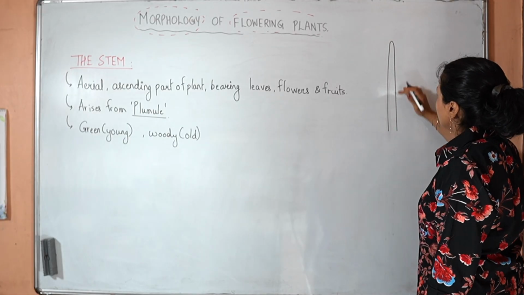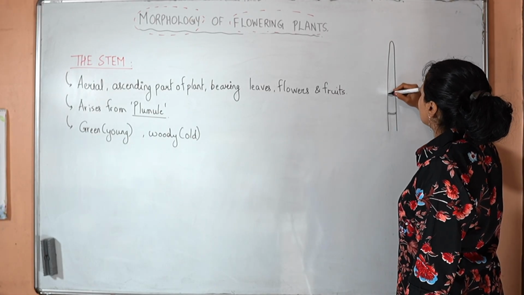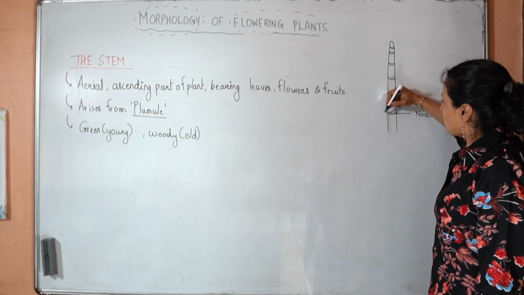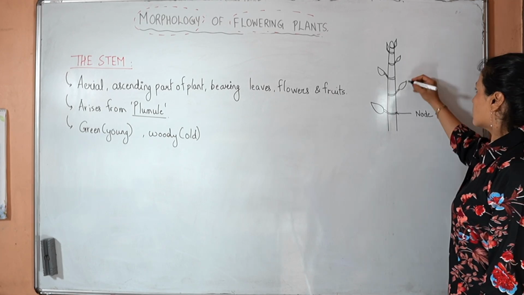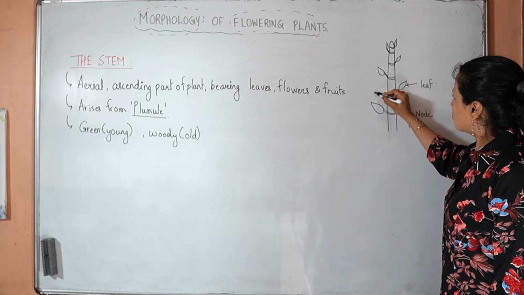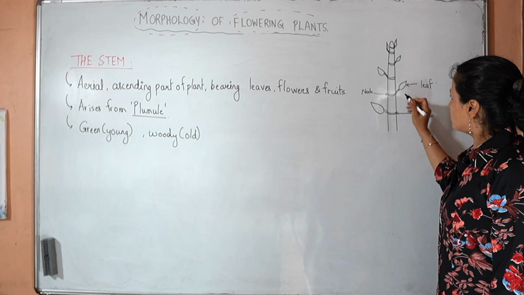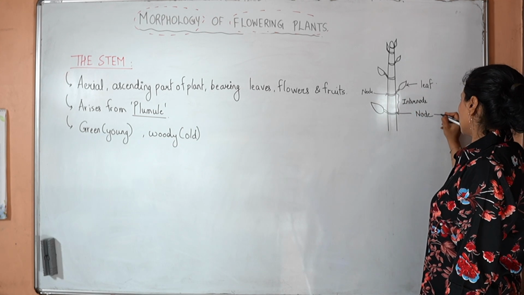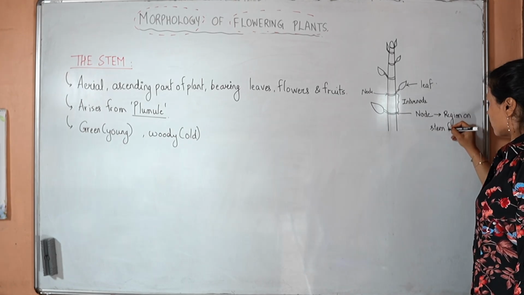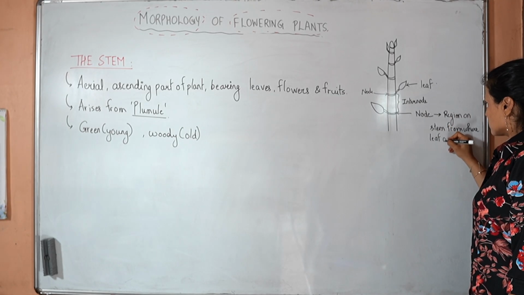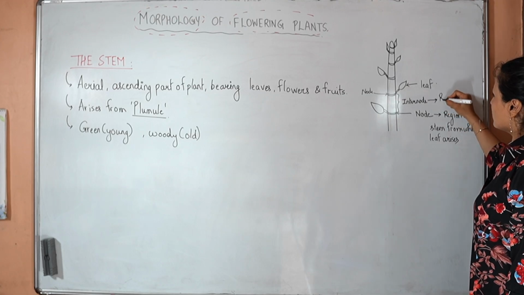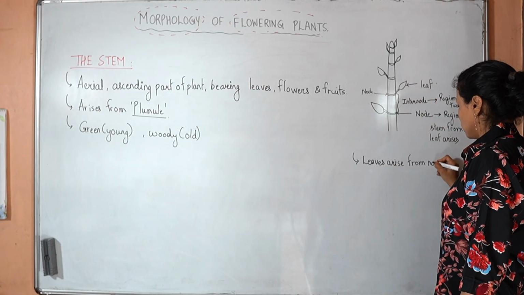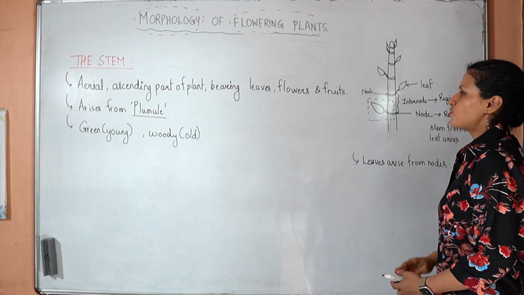Let's say this is a stem. Periodically it is divided into nodes. This is a node, and a node is the region from where a leaf arises, isn't it? This is the leaf. This is a node and this is also a node. The region between two nodes is known as the internode. Let us write down over here: node, the region on the stem from where a leaf arises. And internode is the region between two nodes. Leaves arise from nodes.